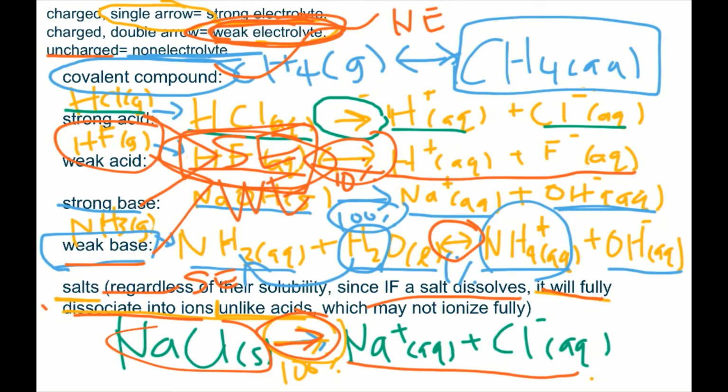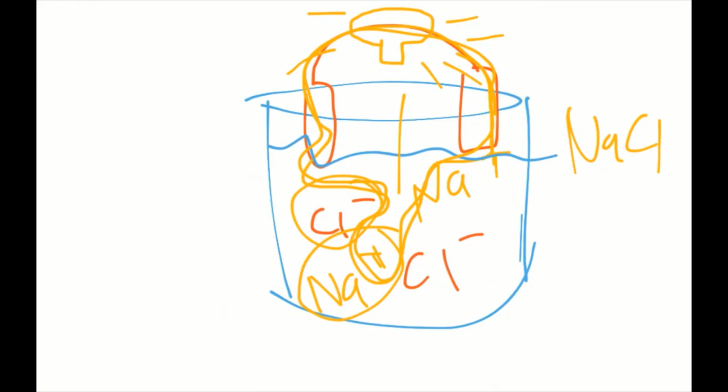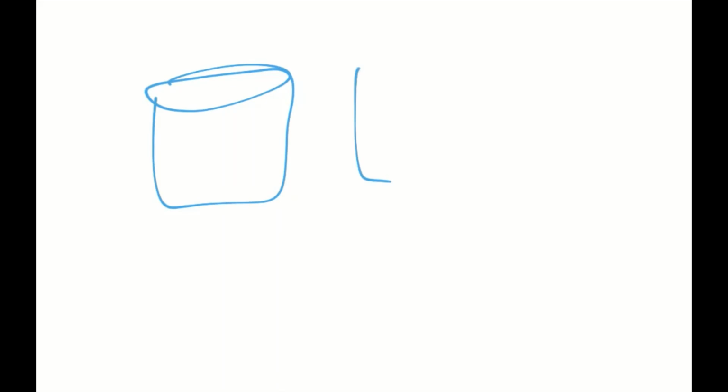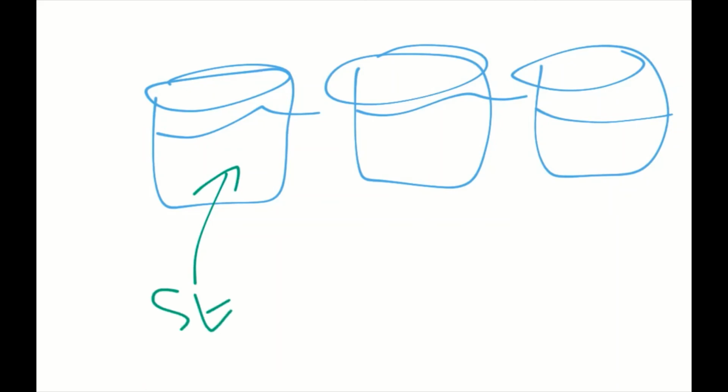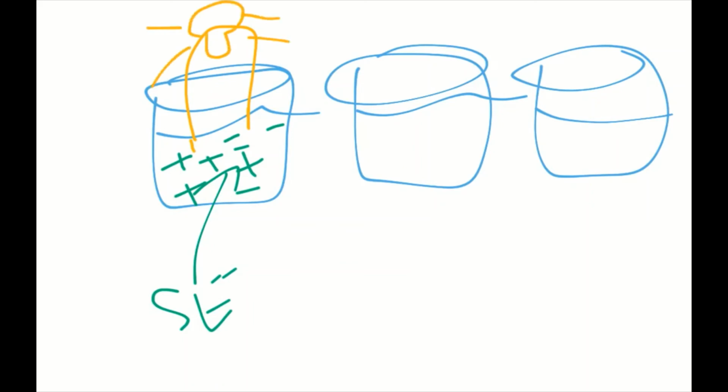So let's talk about the conductivity of strong electrolytes, weak electrolytes, and non-electrolytes. Let's take a look at this picture. Actually, let's draw another one. Let's draw 3 situations, and let's draw some water. And let's say this has a strong electrolyte. Then you will have lots of ions in solution, and thus, when you put a circuit, you will conduct electricity, and the light bulb will light up very brightly.